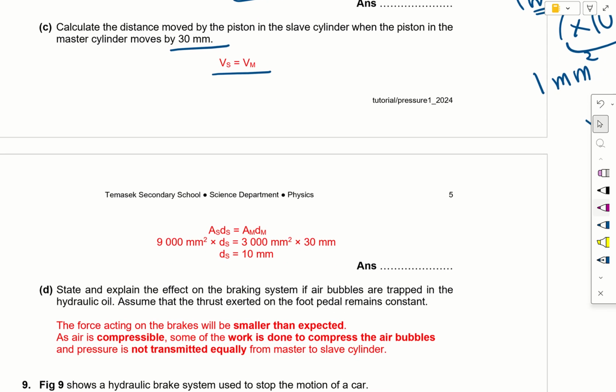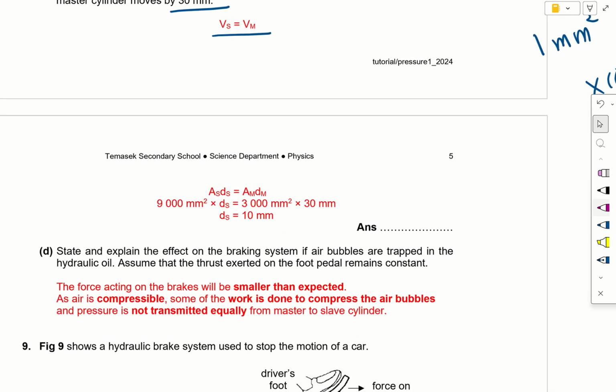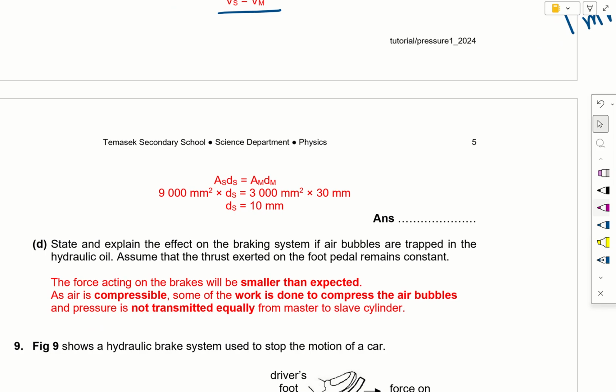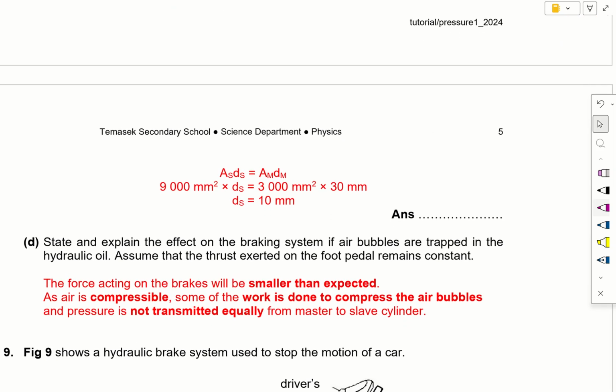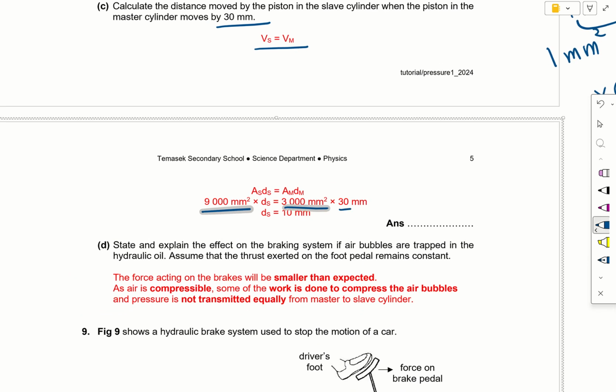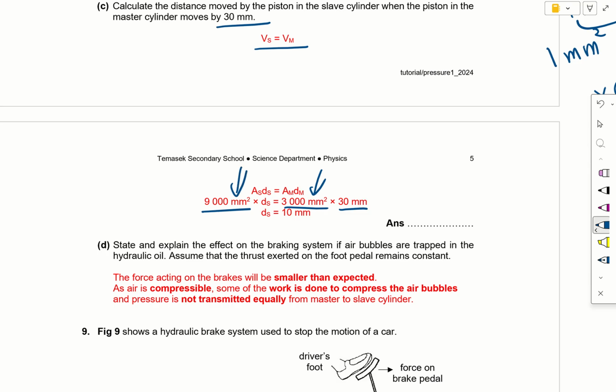Okay, and volume is equal to area multiplied by the depth or thickness, if you like. So the area of the slave cylinder is 900 mm square. Area of master cylinder is 3000 mm square. Because it was moved by 30 mm, I keep it as mm square, and anyway both sides we are using the same unit, so there's actually no need to change it to SI unit. So you work it out, the distance moved by the slave cylinder is 10 mm.